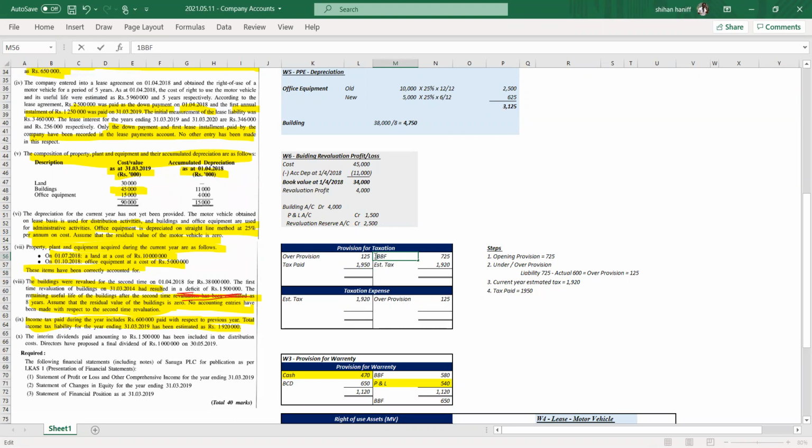So I'll write the steps. Step number 1 is opening balance. Step number 2 is over provision. 3 is current year tax. 4 is tax paid. So you can use this calculation.